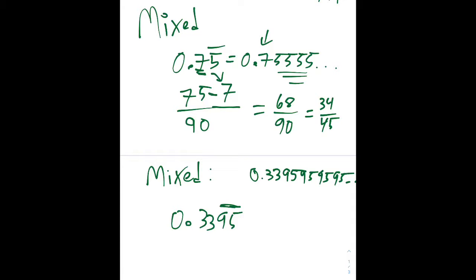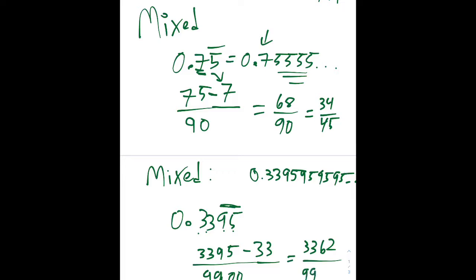So we would do the same deal. We would take our 3395. We would write it over 2 9s for 2 repeating digits, and 2 0s for 2 that don't. These 2 that don't get the 0s, and these 2 that do get the 9s. And we just have to subtract the digits that don't repeat. So in this case, 33. So we would take 3395, subtract 33, I get 3362, I guess. These numbers are not important, I just grabbed some random ones, over 9900. And then of course, just like any other fraction, if you can reduce, you should.